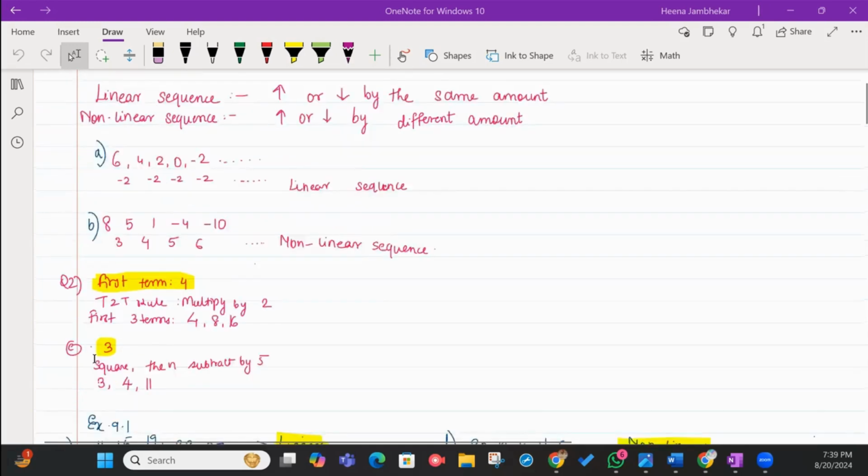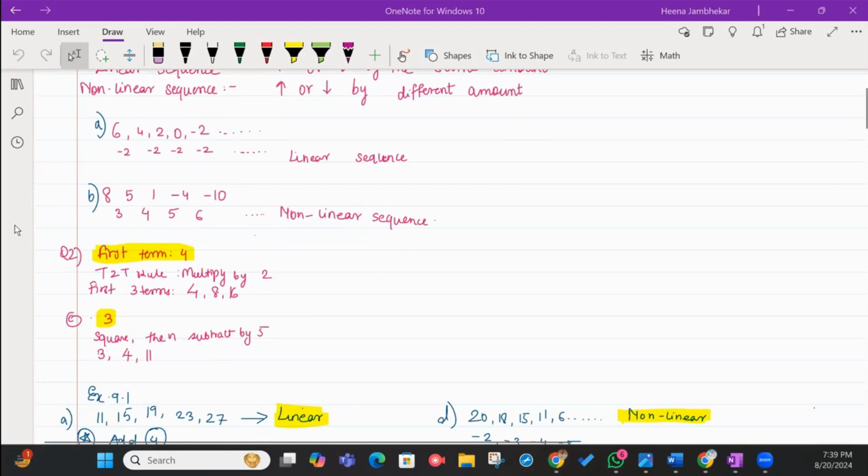Understood, Sneha? Yeah. Sum: it says the first term is 4. The term to term rule is multiply by 2. Meaning they've given you the first term. After that, the term to term rule is to obtain the second term. Which rule do you have to follow? Are you understanding?